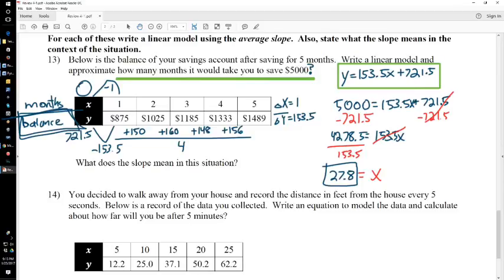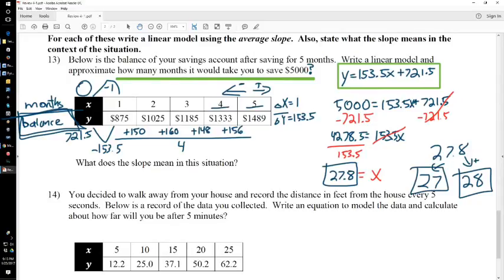Now, if we're only putting in whole numbered months, remember, as we're going down, the balance is getting lower. As we're going up, the balance is getting greater. So if I take the 27.8 and I round it down to 27, well, my balance is getting smaller. It's less than $5,000. If I round it up to 28, remember, the slope is going up. So that will have over $5,000. So at 27 months, according to our model, we don't quite have $5,000. So the answer is 28.